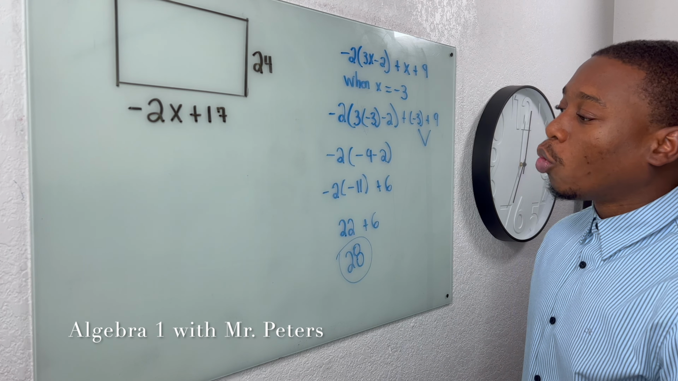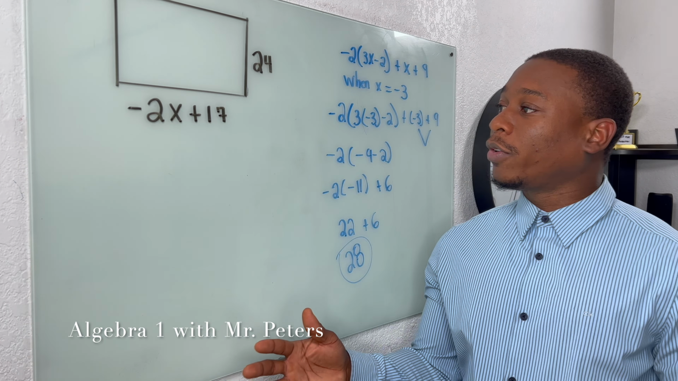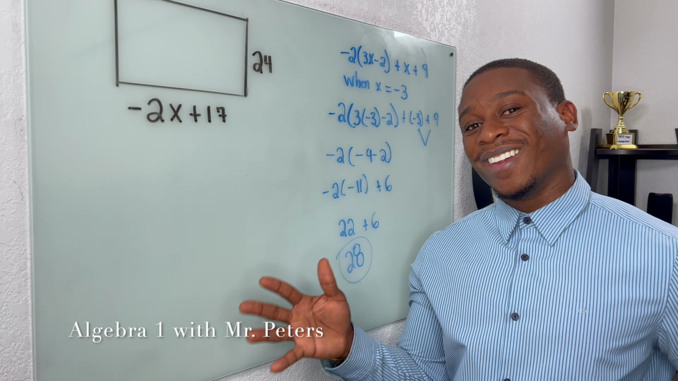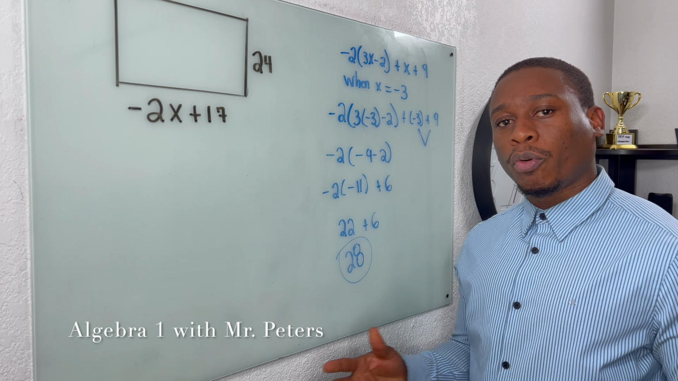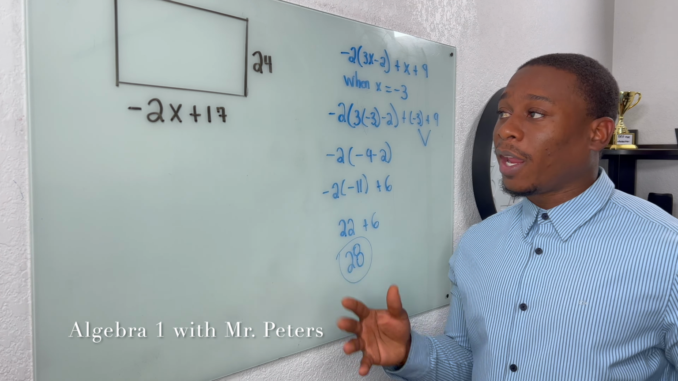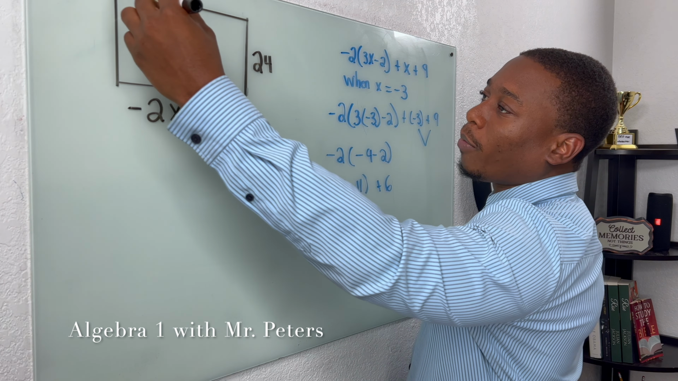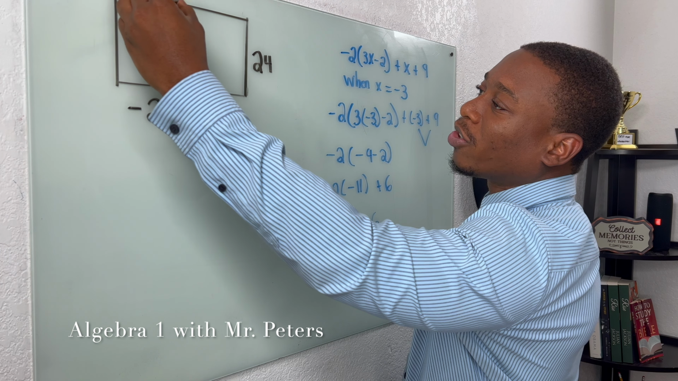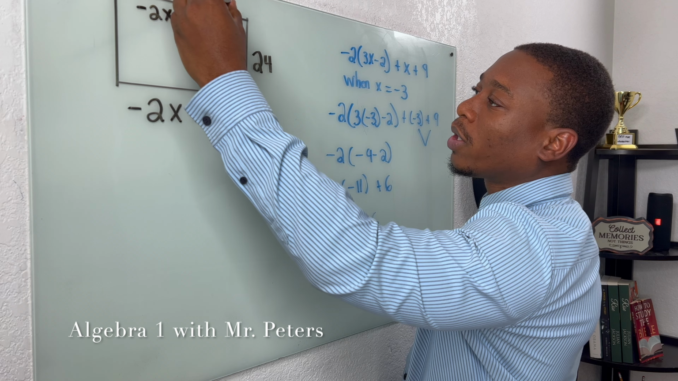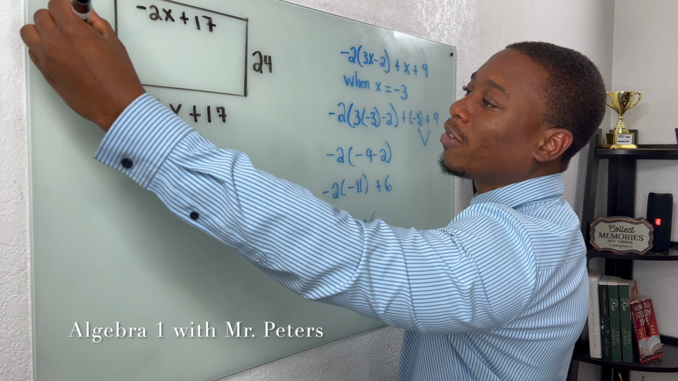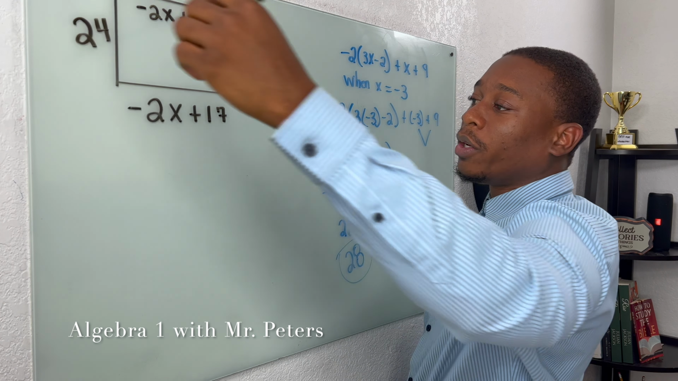Now, in problem number one, what they do is they give us a square, a rectangle, I should say, and they ask us to do two things. They want us to find the perimeter and they want us to find the area. So we know with perimeter, guys, opposite sides are equal. So this top side also has to be -2x plus 17, and this left side is going to be 24.